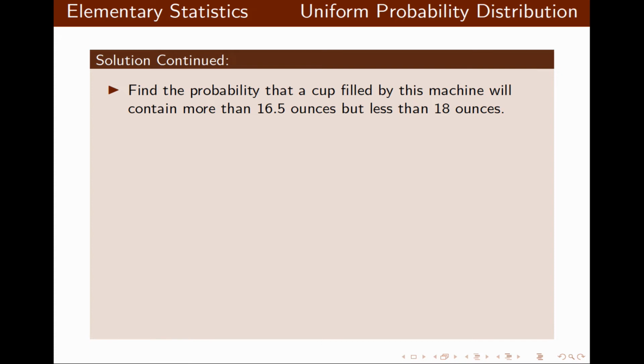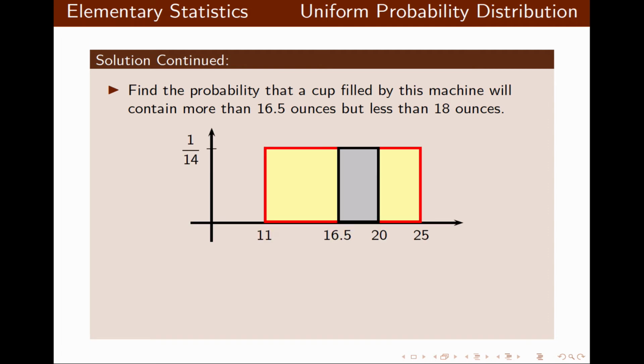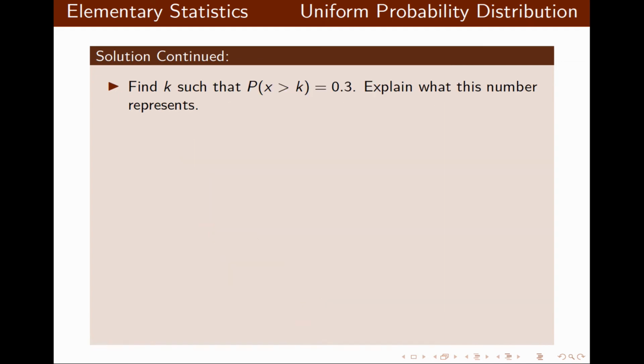Now, let's find the probability that a cup filled by this machine will contain more than 16.5 ounces, but less than 18 ounces. So once again, we're looking for the gray region between 16.5 and 18. And we can find this by doing the area of that region, which is the difference of 18 and 16.5 times the width of the rectangle, which is 1 over 14. We do basic computations, and that probability is 0.25.